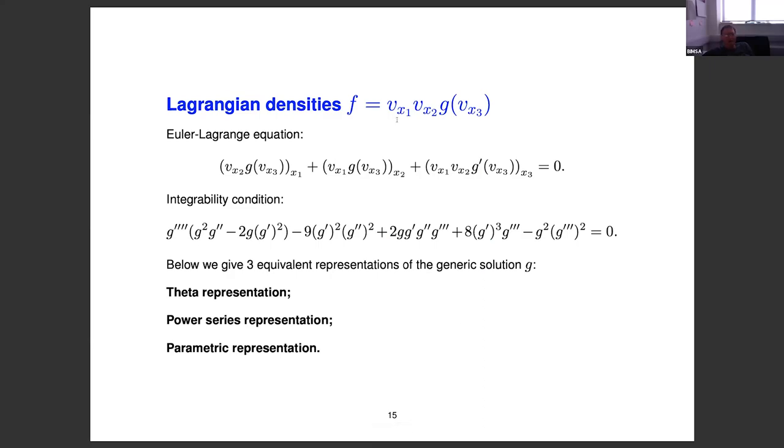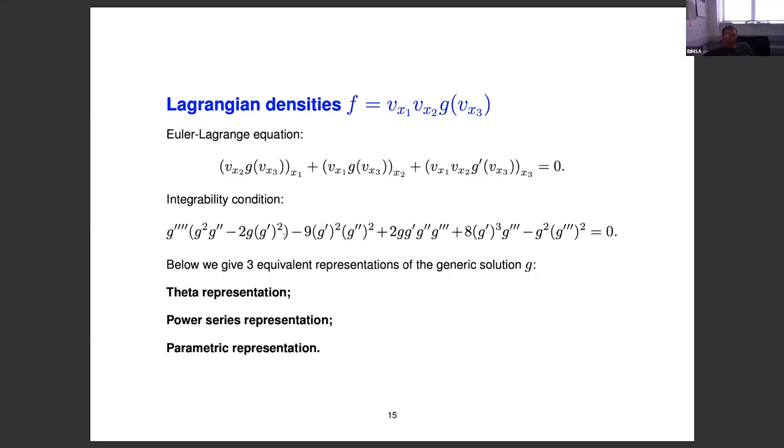Now let me look at Lagrangian densities of the simplest form. We already discussed them. And G, if you remember, was the Eisenstein series E13 of z, right? So this is the Euler-Lagrange equation. I already showed it before for this Lagrangian density. And this is the integrability condition, just one single. In fact, for Lagrangian densities of this kind, all integrability conditions are satisfied identically apart from one, which gives this ODE, right?